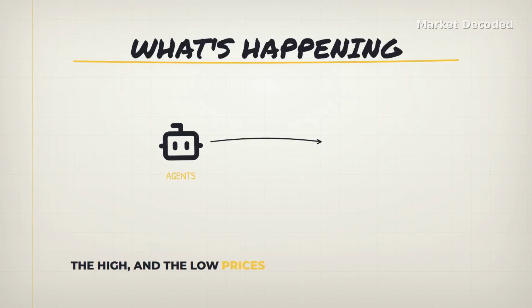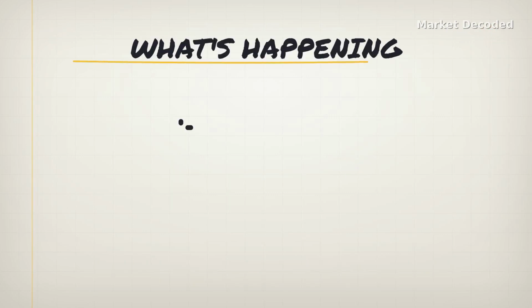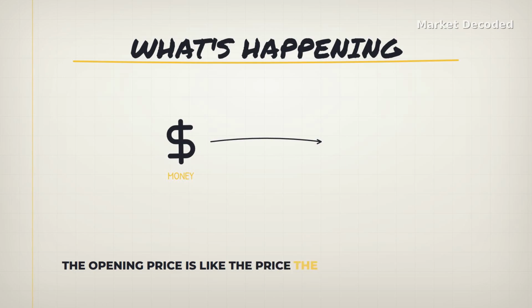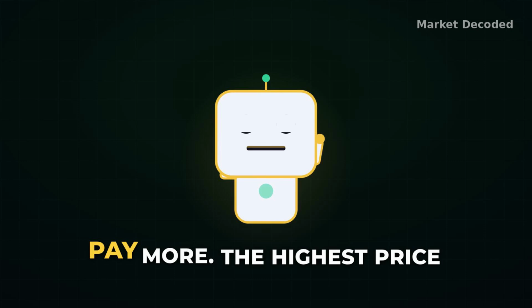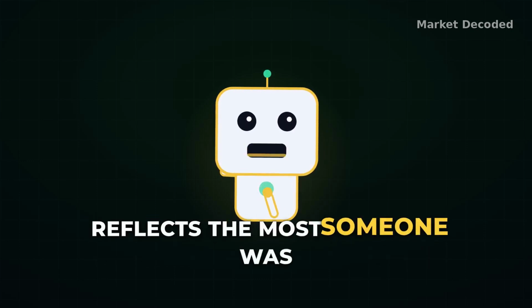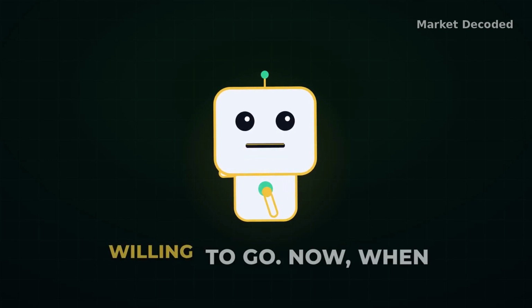time frame. Picture this. You're at a bustling marketplace, and each vendor sets their price based on the day's negotiations. The opening price is like the price the vendor first puts out at the start of the day. As the day goes on, some customers negotiate for lower prices, while others are willing to pay more. The highest price reflects the most someone was willing to pay that day, while the lowest price shows how low the vendor was willing to go.